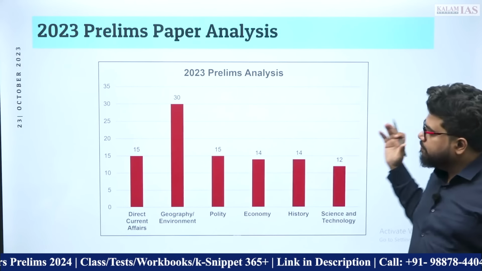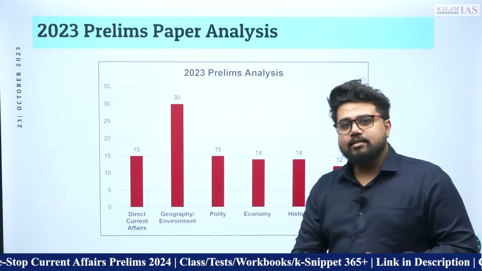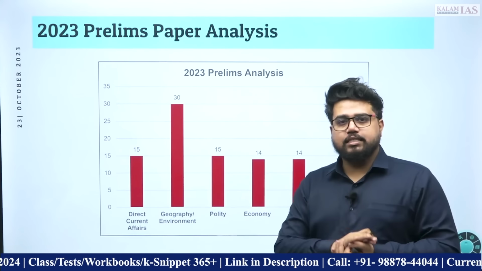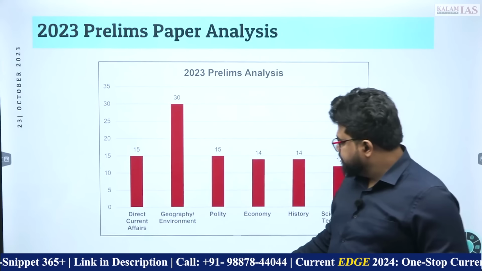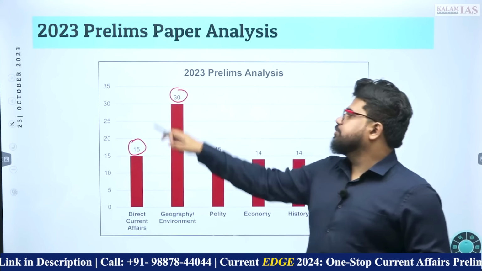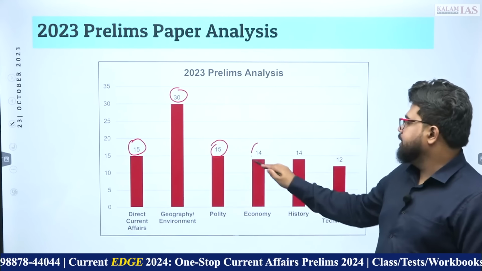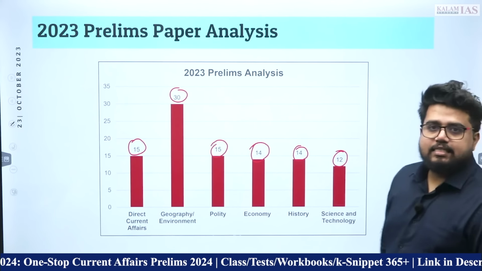But if you look from a subject perspective, it was a highly balanced paper, having a similar number of questions from all the major subjects. Around 15 questions from direct current affairs, around 30 questions from geography and environment combined, around 15 questions from polity, 14 from economy, 14 from history, and 12 from science and tech.